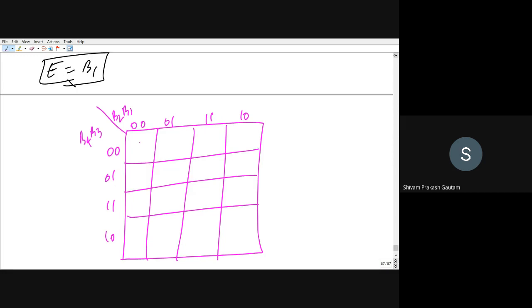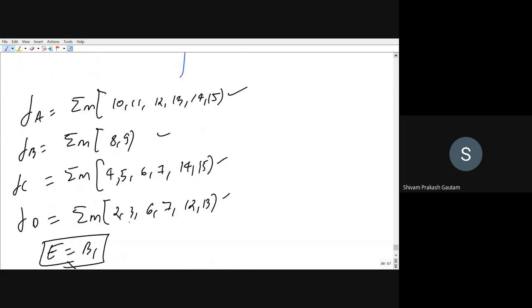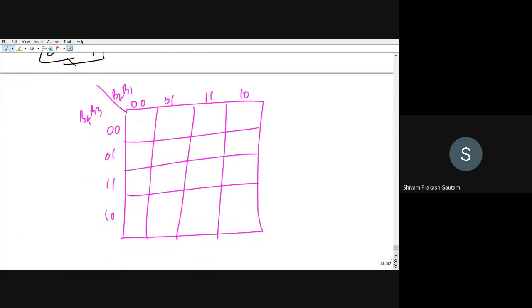Now we have to fill the min terms. Just see where A is 1. So 10, 11, 12, 13, 14, 15. So 10 will be where? Here. This will be 8, 9, 10, 11, 12, 13, 14, 15.